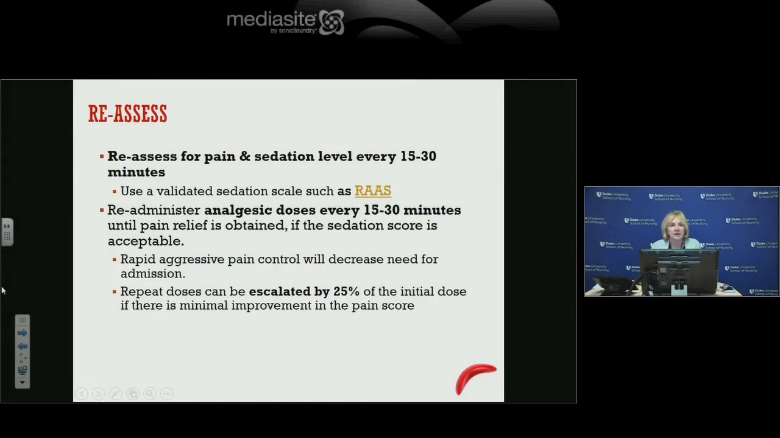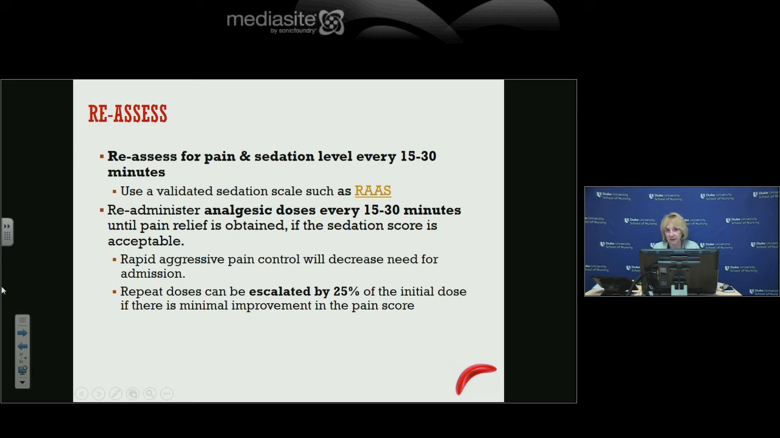We're going to move now and talk about reassessment of pain. So we've done a great pain assessment, figured out what dose they need, individual or weight-based or whatever, and now reassessment. The recommendation is to reassess these patients every 15 to 30 minutes and to use some validated sedation score, such as a RASS. We would not be recommending just treating without reassessing.